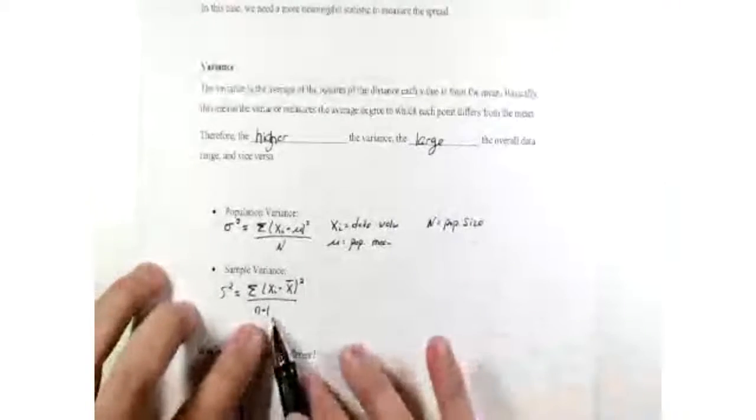So then the sample variance, which is s squared, is equal to the sum of the xi's minus the sample mean x bar, squared, over n minus 1. Okay, I will tell you why the n minus 1 is there in a second.